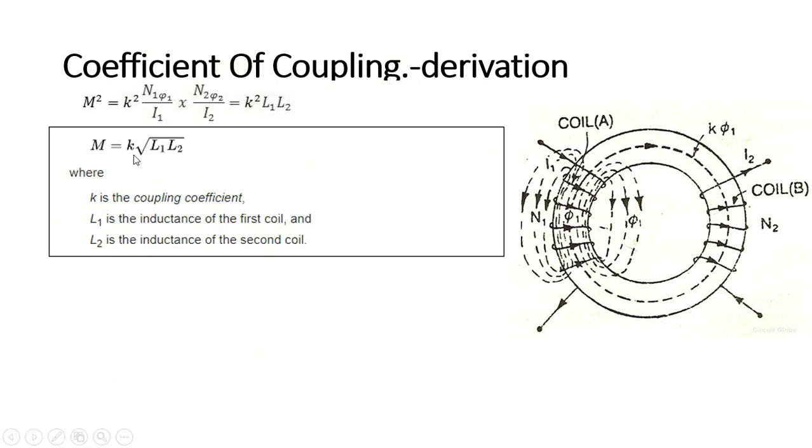So what is M? K root L1 L2. From this, what is the coefficient of coupling K? M by root L1 L2. Here K is the coefficient of coupling, and L1 and L2 are the inductances of the first and second coil. So we got the expression K equals M divided by root L1 L2. Thank you.